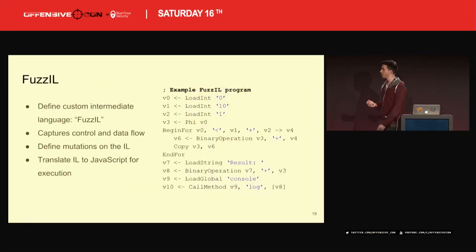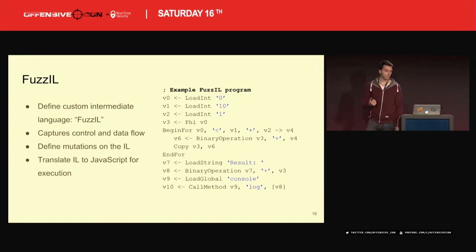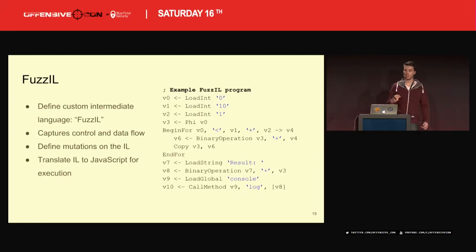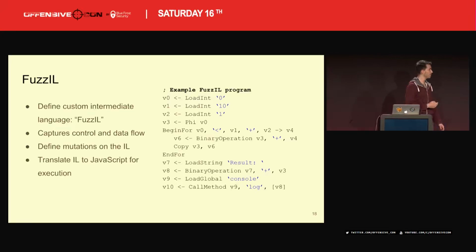If we want to fuzz or mutate bytecode, we can either pick an existing bytecode or we can make our own. I made my own. I called it FuzzIL, just because it sounds cool, I guess. And I guess it's optimized for fuzzing, right? It's an intermediate language that looks kind of like the bytecode you see, but it's easy to mutate. Here's an example of how it looks. I guess it's fairly self-explanatory.